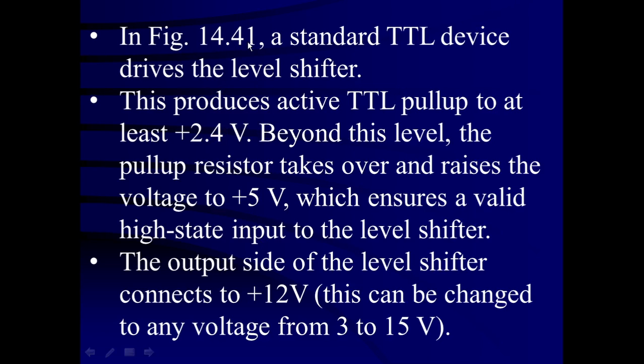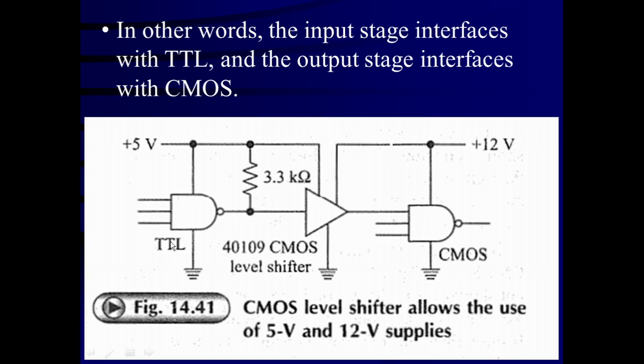So what happens now? The CMOS level shifter allows the use of 5 volt and 12 volt supplies. In figure 14.41, a standard TTL device drives the level shifter. This produces active TTL pull-up to at least plus 2.4 volt. Beyond this level, the pull-up resistance takes over and raises the voltage up to 5 volt, which ensures a valid high state input to the level shifter. The output side of the level shifter connects to the 12 volt. This can be changed to any voltage from 3 to 15 volt. You can see how it will work.